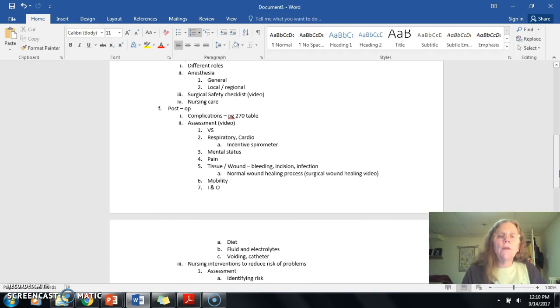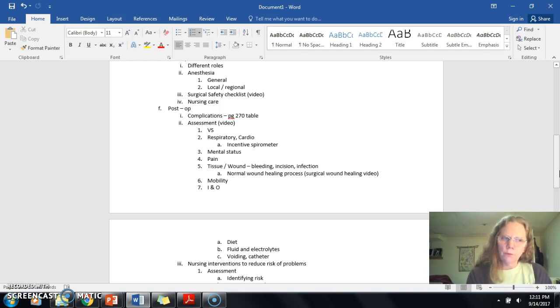During post-op, there's a really nice table on page 270 of all of the common complications related to surgery. Then there is also a video that demonstrates a post-op assessment, the things that you need to hit. Listed here, of course, we would be checking vital signs, probably more frequently, at least initially. We need to assess their respiratory and cardiac status. We've talked a little bit about an incentive spirometer and what that is.